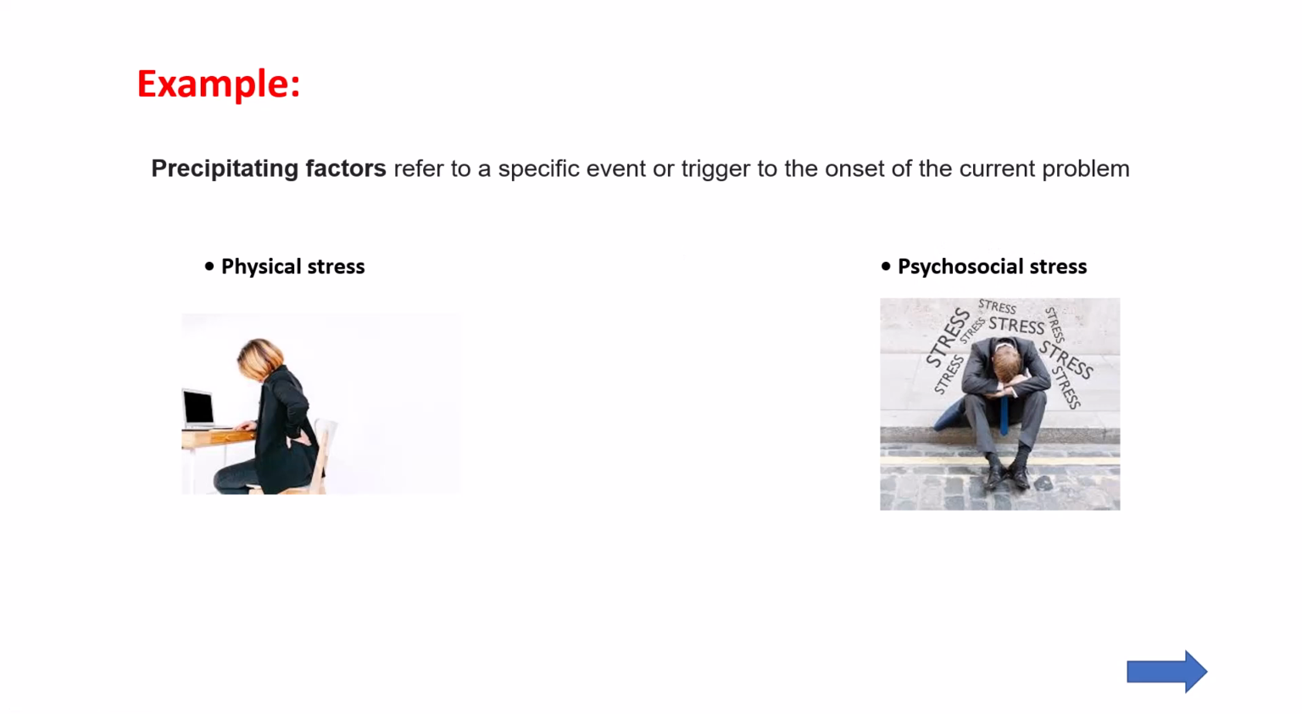Like that, any problems in the society that lead a person to become mentally ill, that time we call it psychosocial stress. So here, physical stress and psychosocial stress are probably the precipitating factors of the current onset of the problem. Onset means started. The current problem started. Then what is the cause of the current problem to start? That is called precipitating factors.